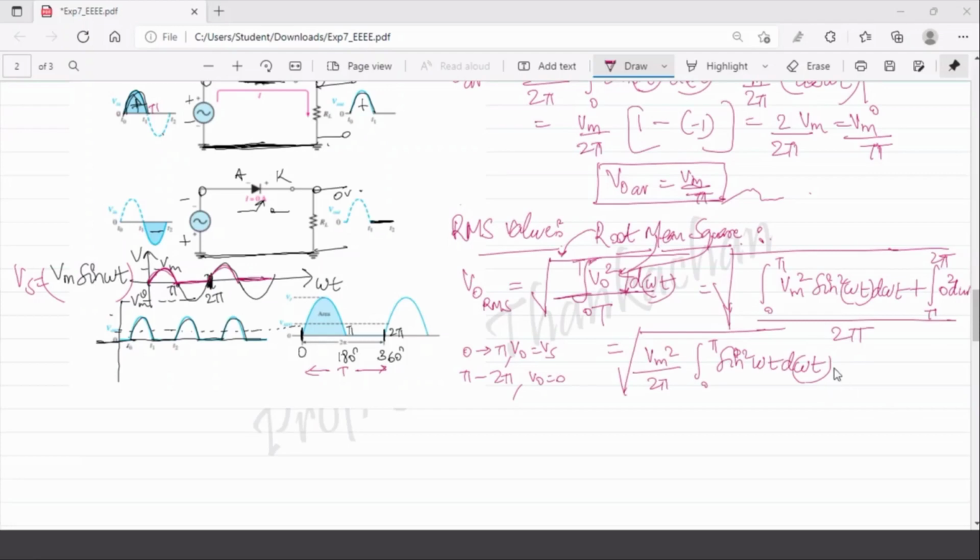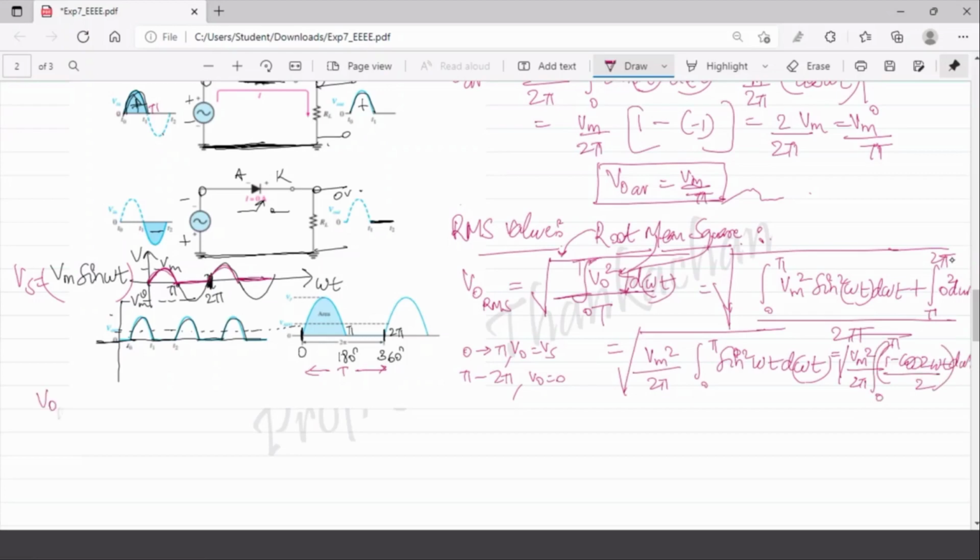Sir, 1 minus cos 2 omega t divided by 2. Yes, so you can use that formula to integrate this. So this will be basically root of Vm square divided by 2 pi into sine square omega t, which can be written as 1 minus cos 2 omega t divided by 2. We have to integrate this from 0 to pi d omega t. So what will be the solution here now?